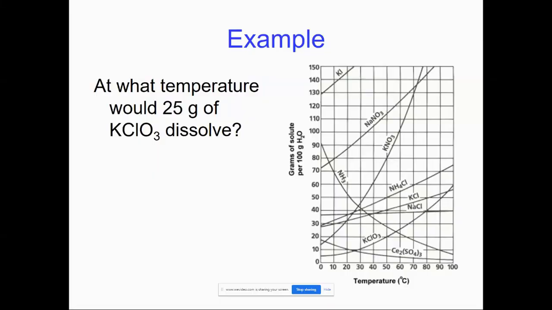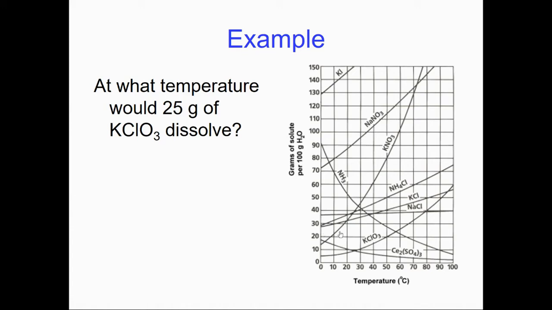Okay, now let's approach this from the other direction. This question says, at what temperature would 25 grams of KClO3 dissolve? So we're looking for the KClO3 line. That's this line right there. And we want to say, okay, at 25 grams, so we're looking here, what temperature would it dissolve?